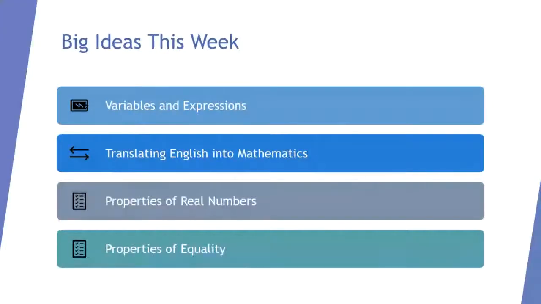So the big ideas we're going to be looking at this week are variables and expressions, knowing what they are, and translating English into mathematics. That is something you have to do in the real world, because usually in the real world you're not given equations. People give you words and then you have to figure out what that means as an equation or what they were asking for. We'll be looking at properties of real numbers and properties of equality.